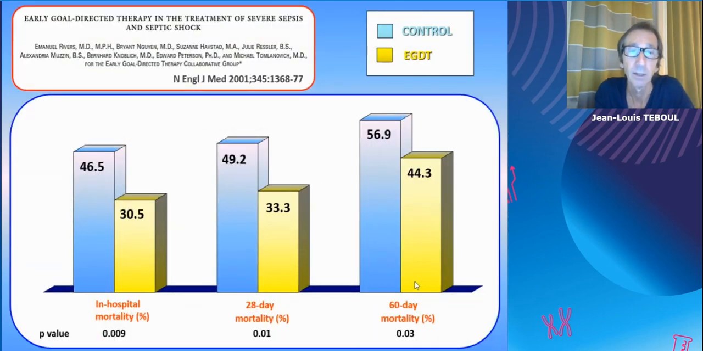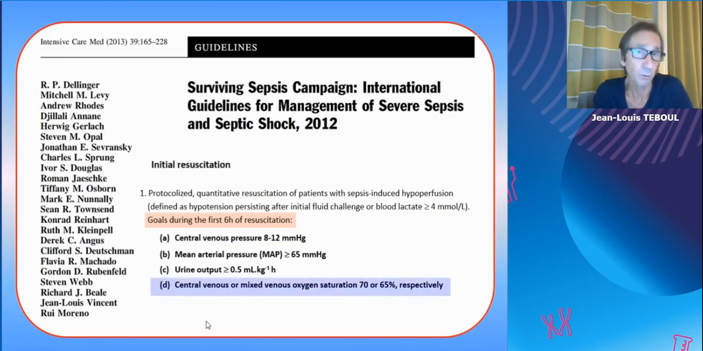Interestingly, the mortality rate was lower in patients of the EGDT group in yellow compared to the control group in blue, and it was true for the in-hospital mortality, 28-day mortality, and 60-day mortality. So very, very impressive results. And this is why the Surviving Sepsis Campaign guidelines recommended the use of ScvO2 or mixed venous oxygen saturation as goals of resuscitation during the first hours of severe sepsis or septic shock.